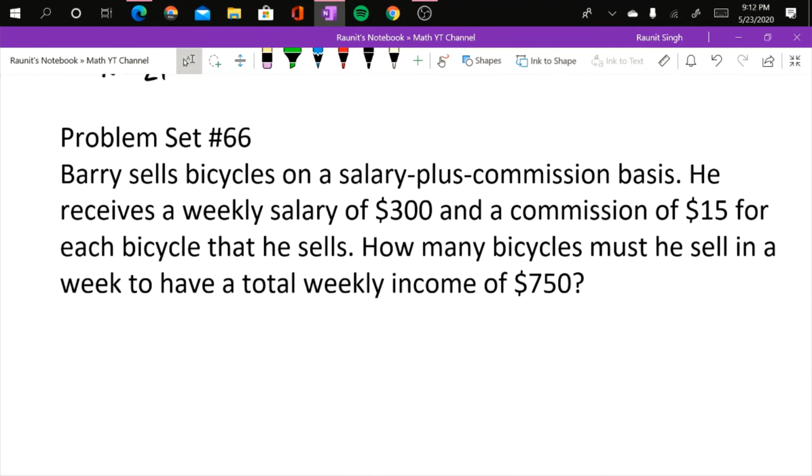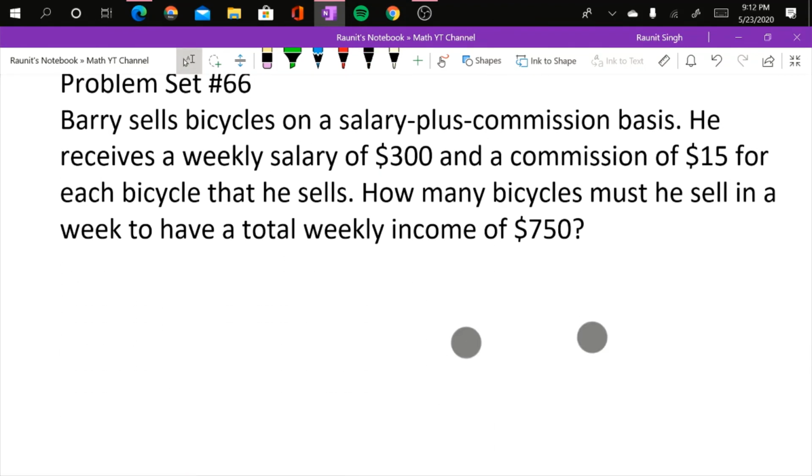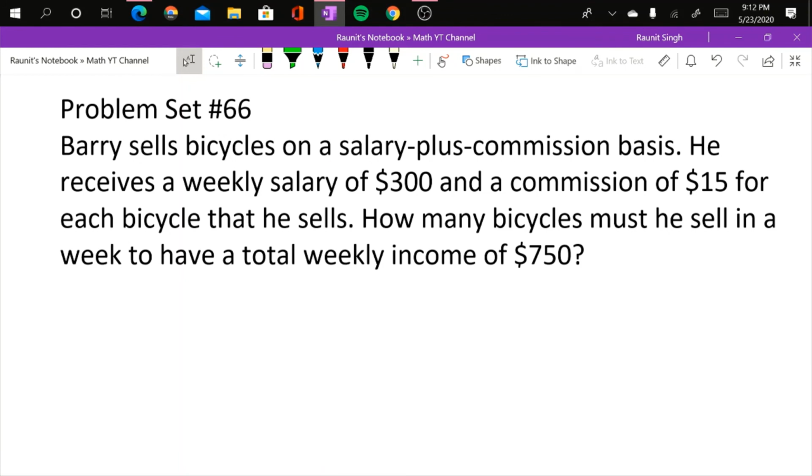Okay, so our next problem is problem set number 66. So Barry sells bicycles on a salary plus commission basis. He receives a weekly salary of $300 and a commission of $15 for each bicycle that he sells. How many bicycles must he sell in a week to have a total income of $750?